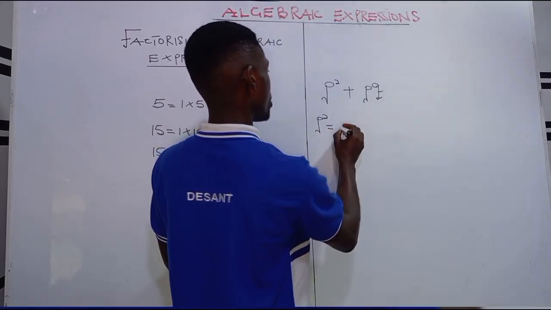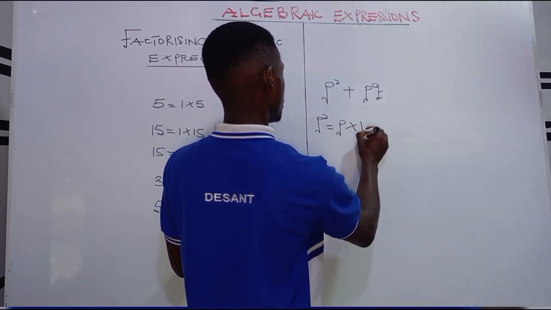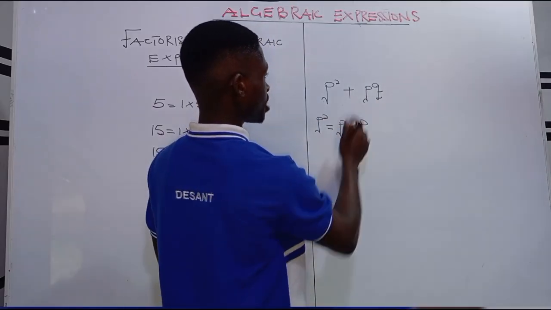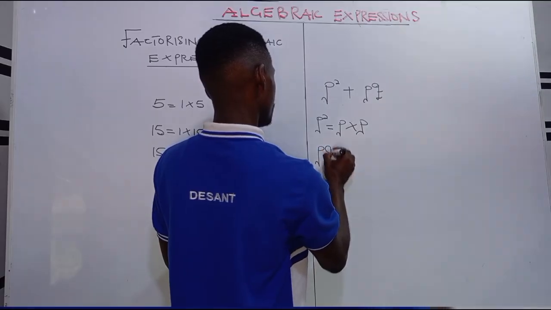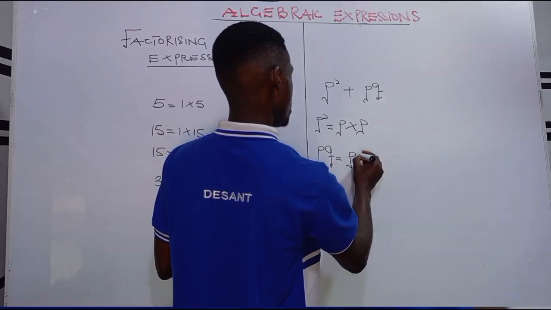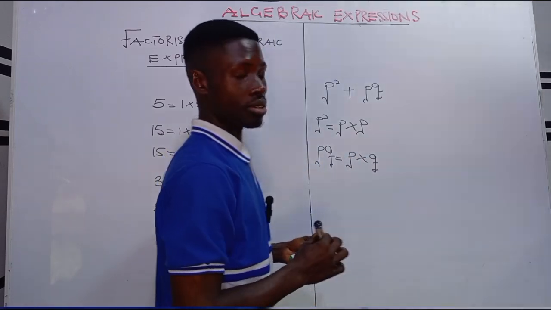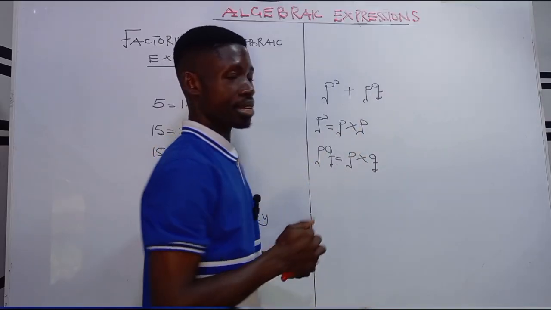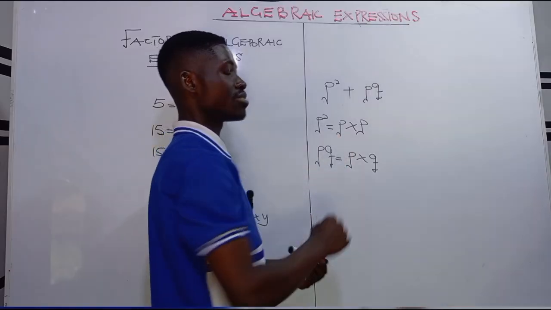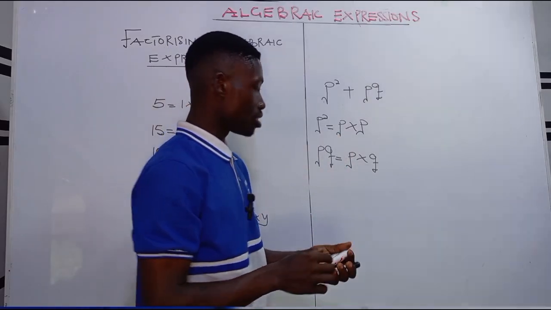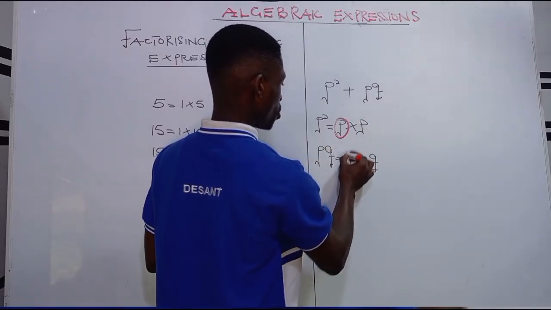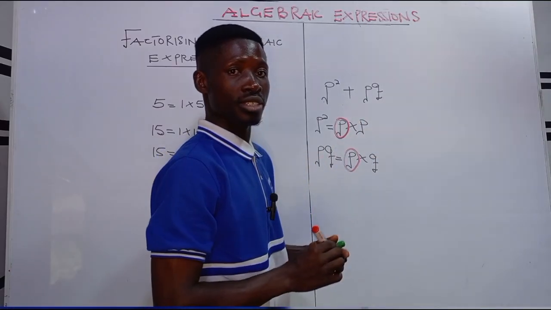So we are going to find the factors of p squared. So the factors of p squared, we have p times p, because p times p will give us what? p squared. And then the factors of pq. So the factors of pq, we have p times q, because p times q will give us what? pq. Then after that, we find the factor that is common to each of these terms. So we can see that p is common, p is also common to this term.